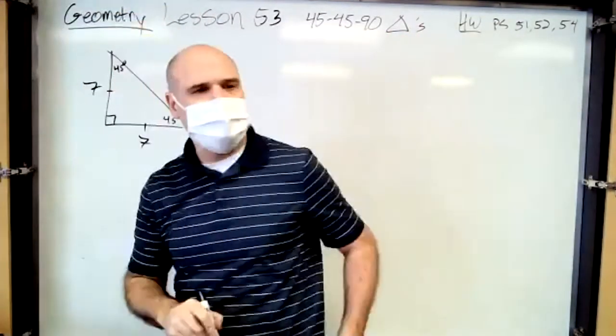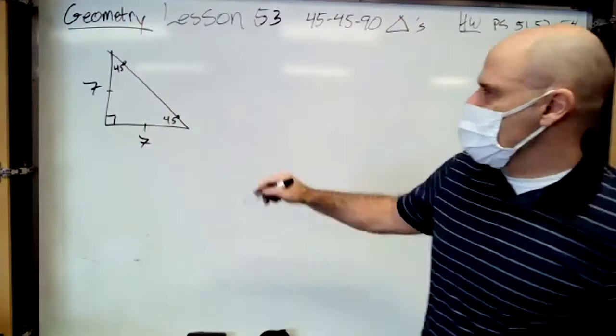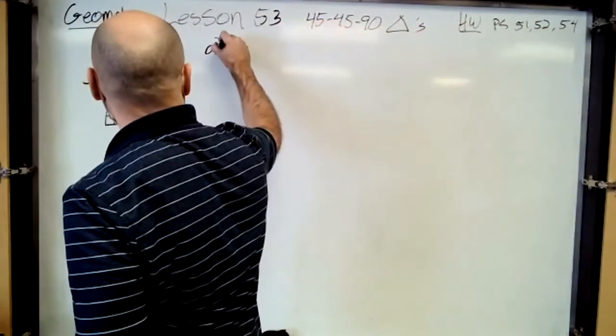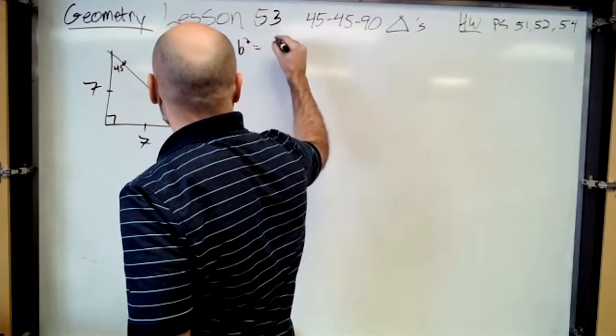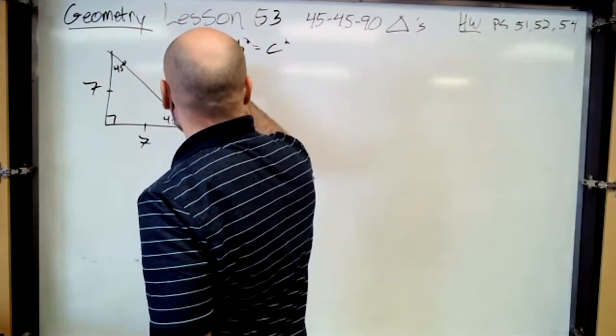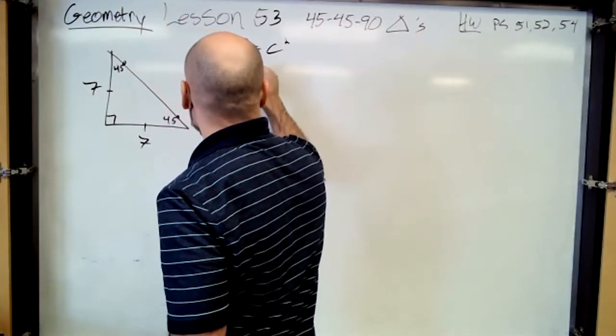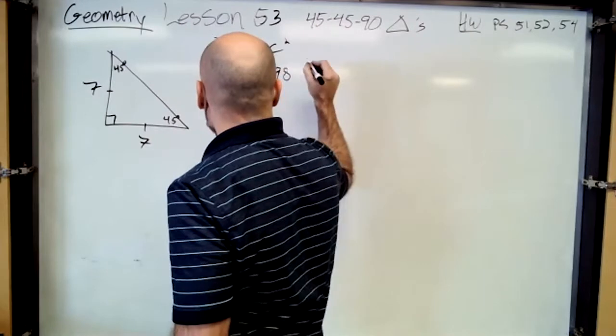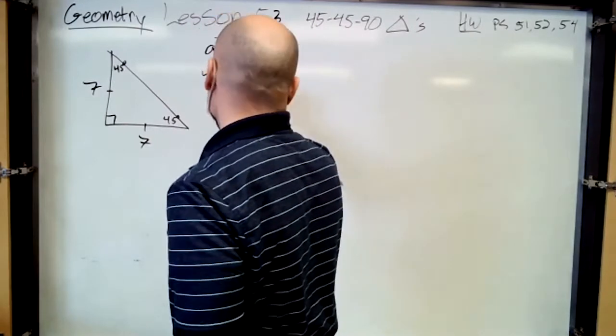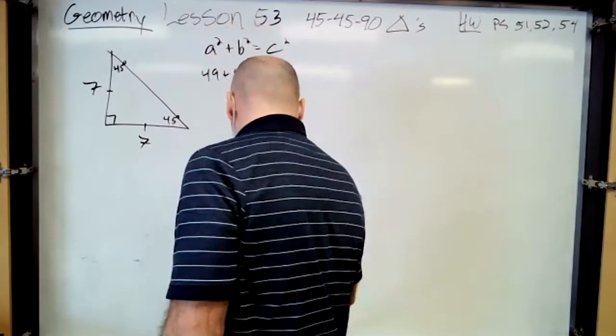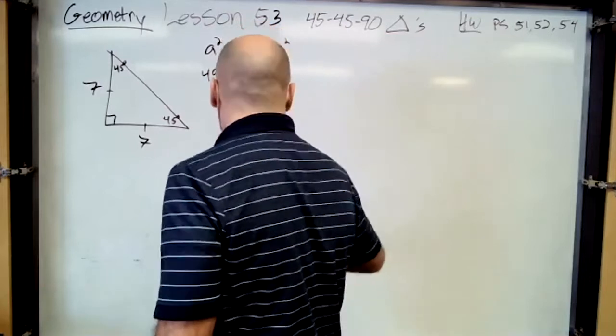Can't you just do a squared plus b squared? Yep. So let's do that. 49 plus 49 equals what? 98. The square root of 98 is not 9. No, it's not. You're right, actually.